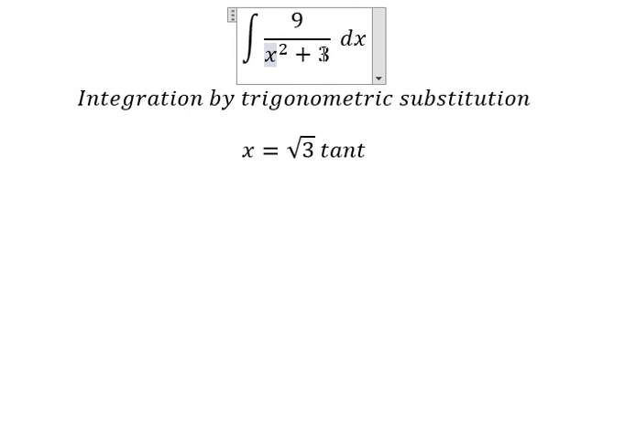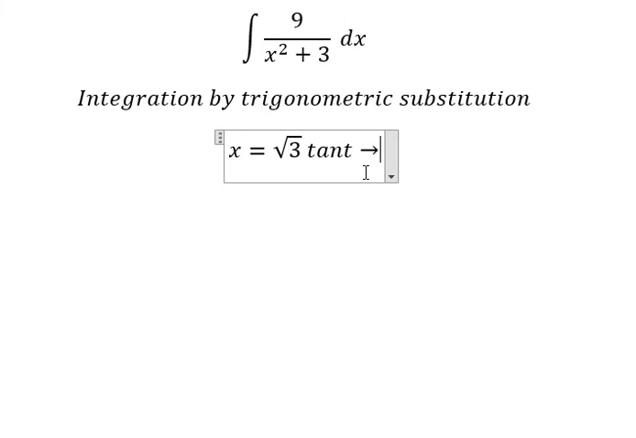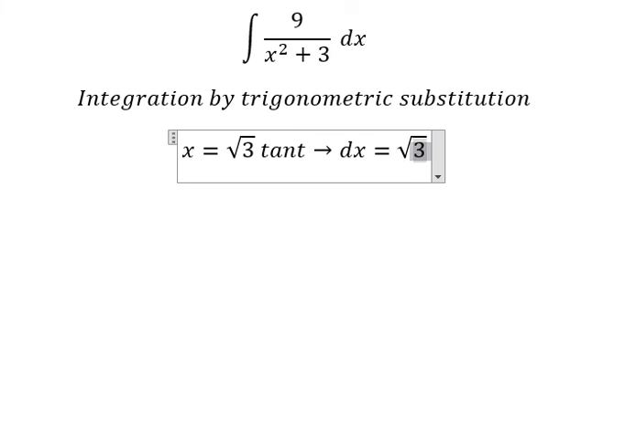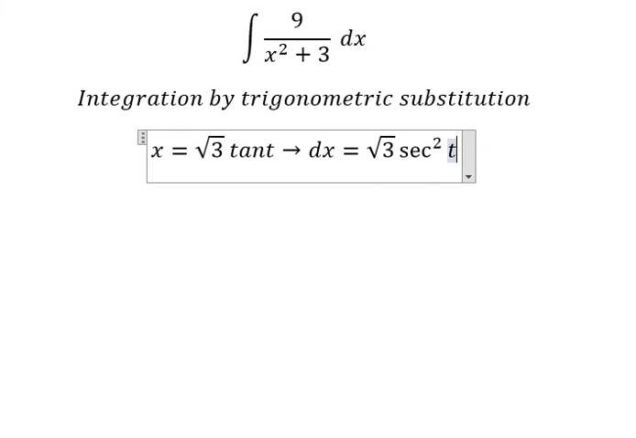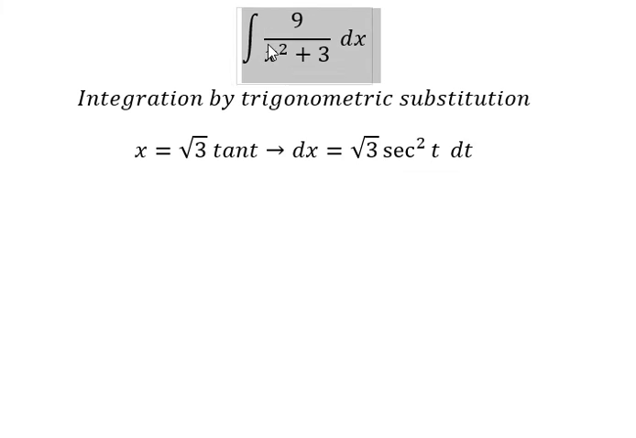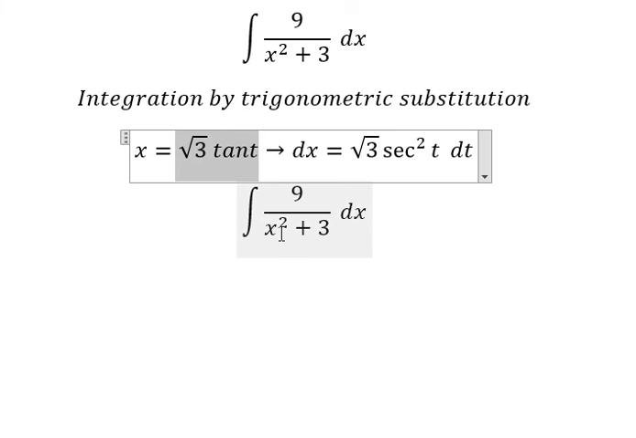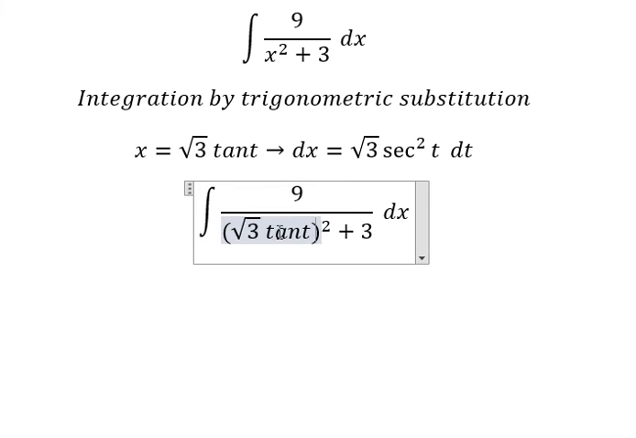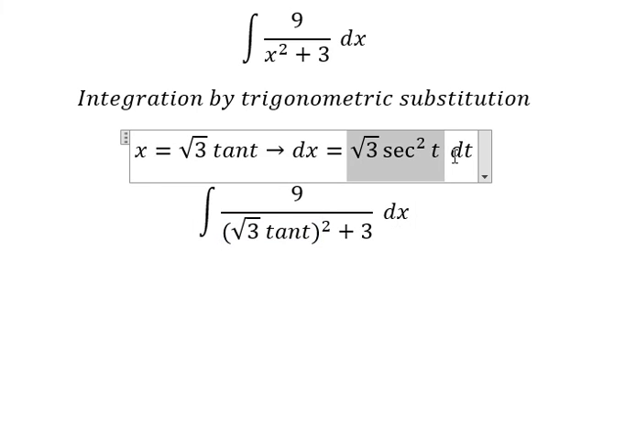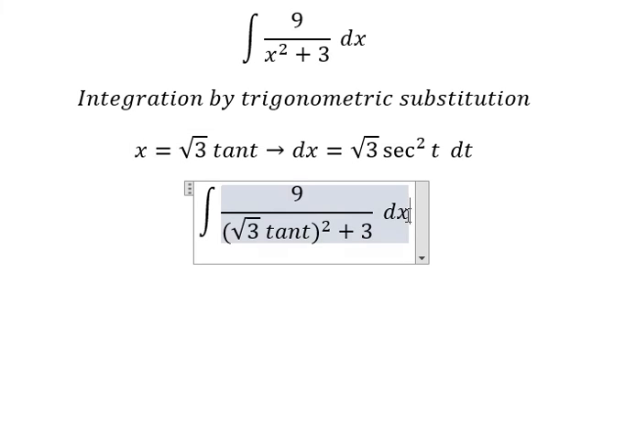We change it to secant squared of t, and later we simplify by ds. ds, we have the square root of 3, secant squared of t, dt. So I will put this one in here. ds we change to this one.